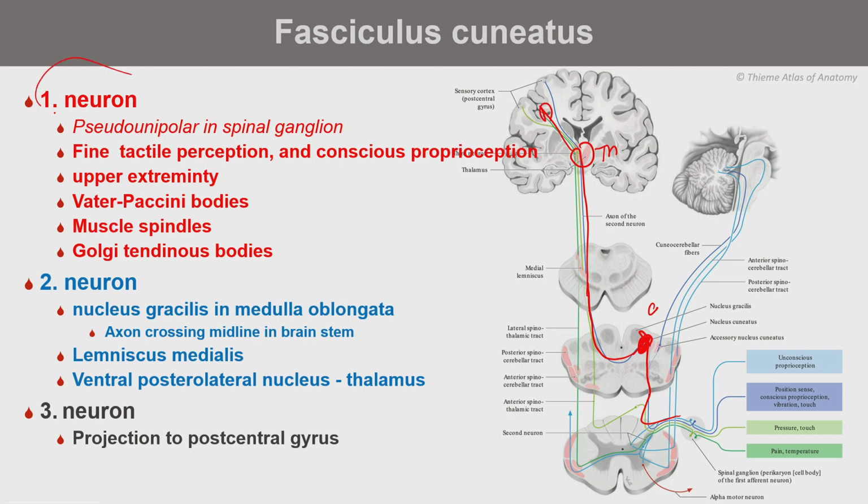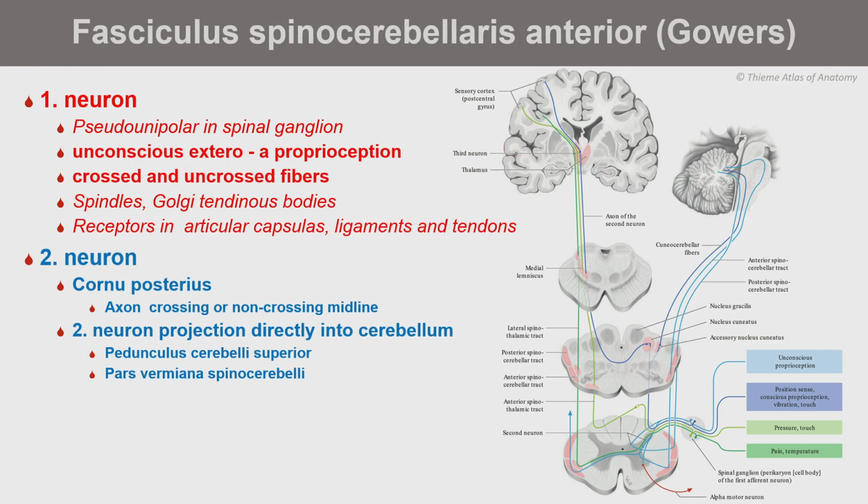So also here we have 1, 2, 3 neurons. First is here, the second is in the oblongata, and the third is in the thalamus. So every conscious nociception, and every crude perception has 3 neurons. And every time the first one is in a spinal ganglion, and the third is in a thalamus.